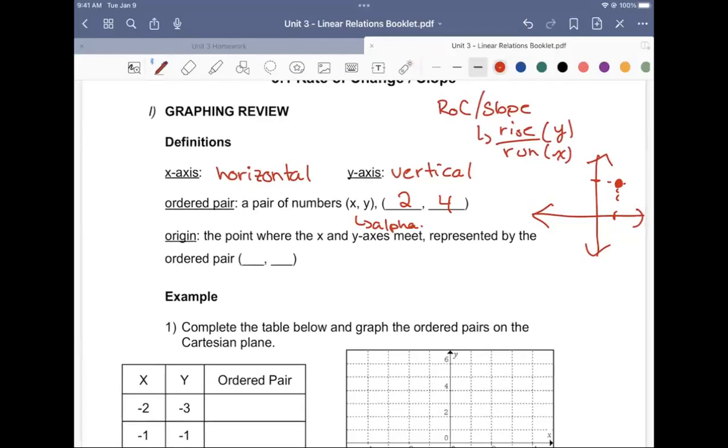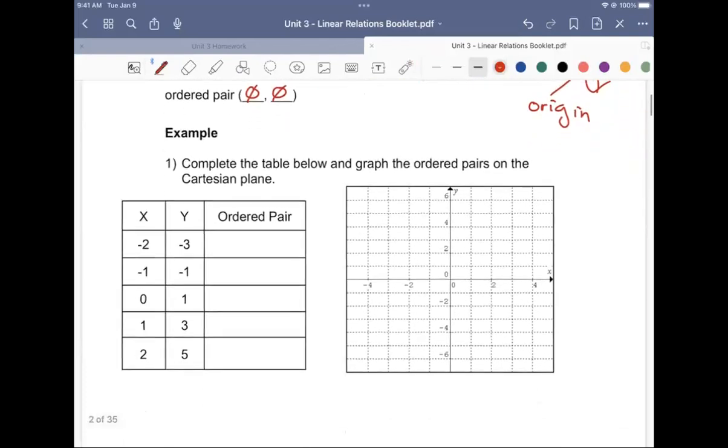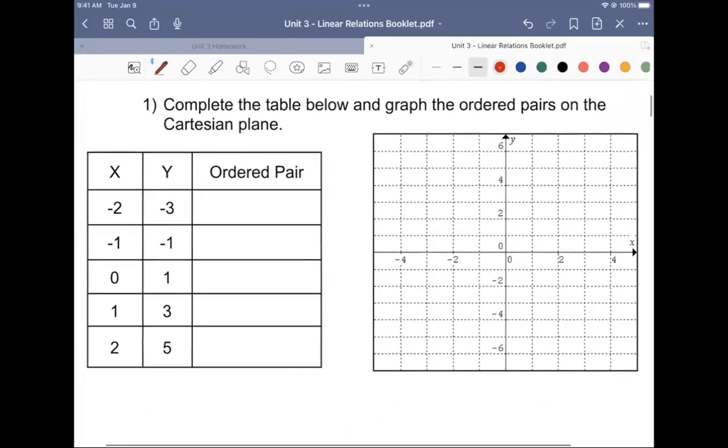The origin is the point where the x and y-axis meet, which is represented by the ordered pair 0, 0. So it is essentially, if I look at this graph down here, right there is our origin. Awesome. And then we're going to do one example just to refresh our memories from grade 9, and then we're going to move on to some linear systems.